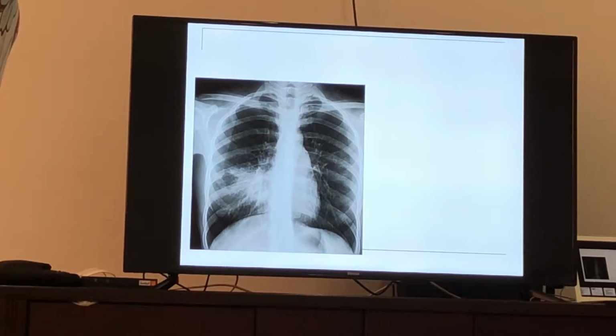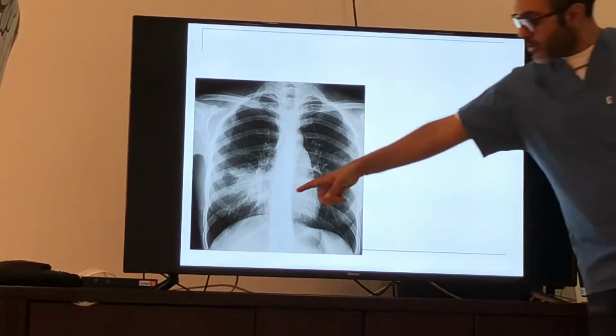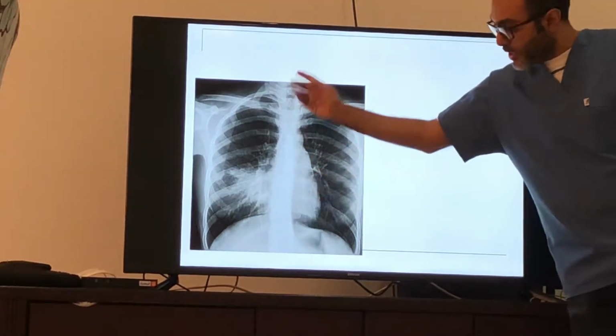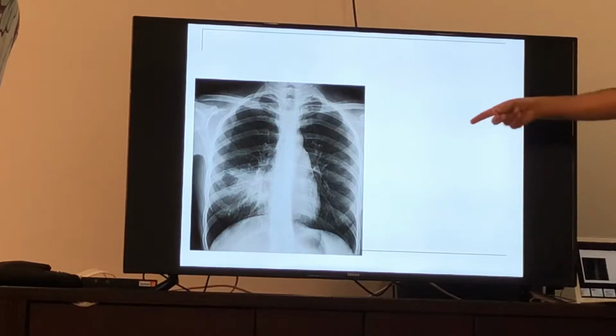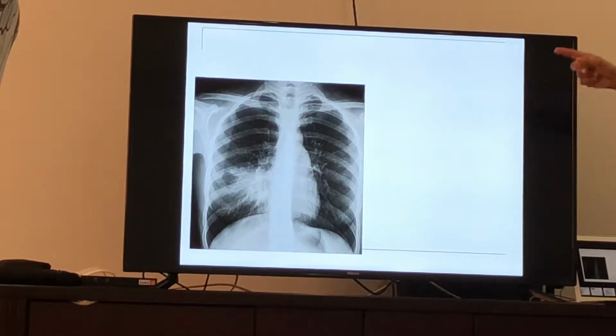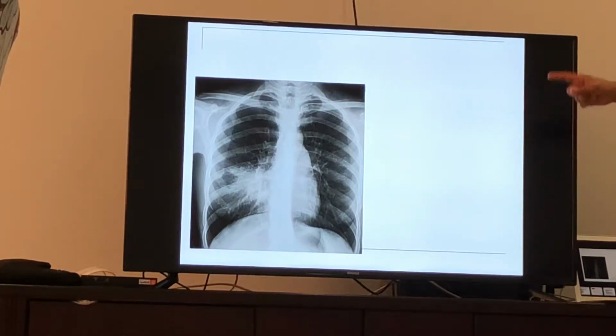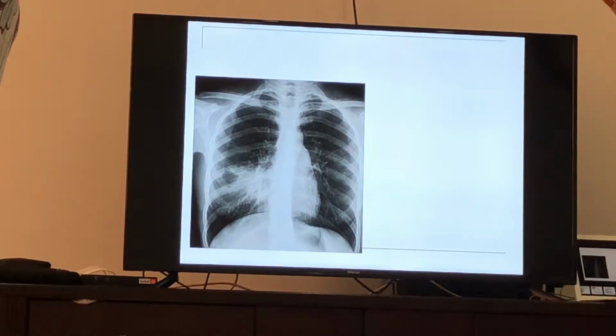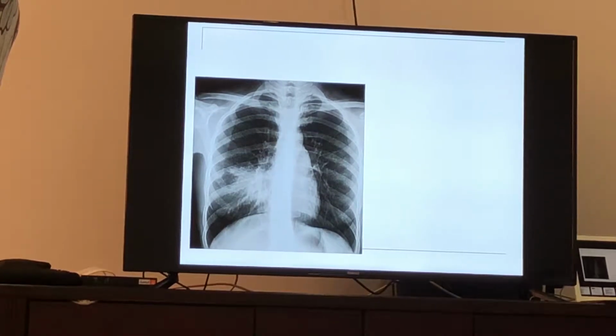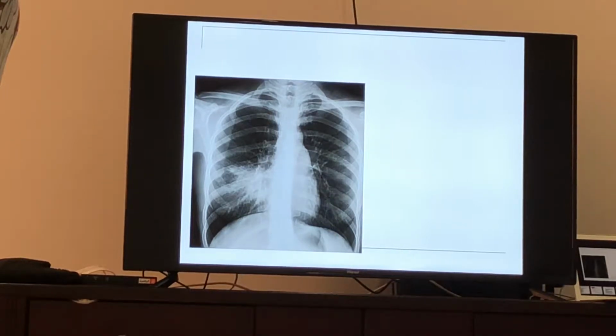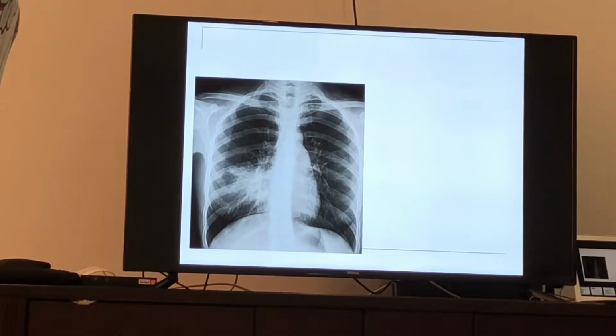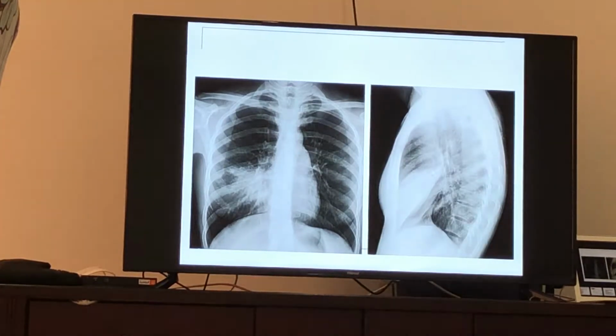There is a patch. It's right paracardiac, obliterating the right cardiac border. We can't really draw the right cardiac border, so it's a patch obliterating the right cardiac silhouette. It looks like an airspace disease, most likely consistent with pneumonia. Would you like to order something else? No. This is the lateral chest X-ray.